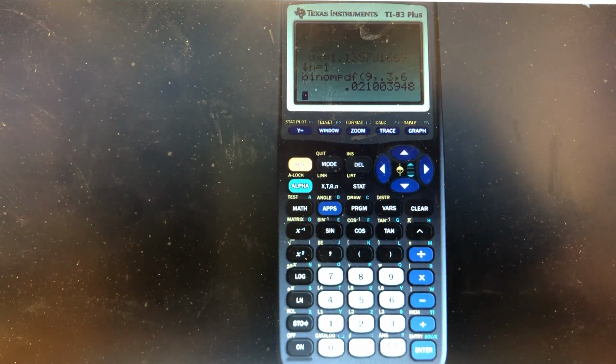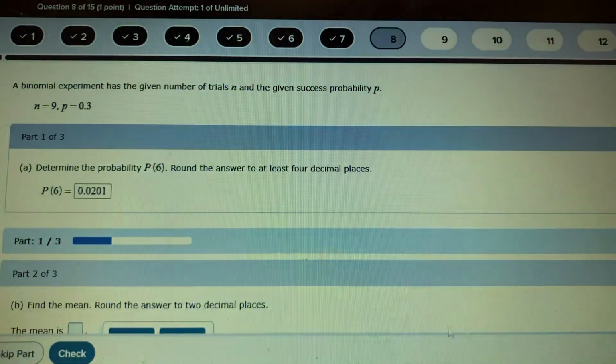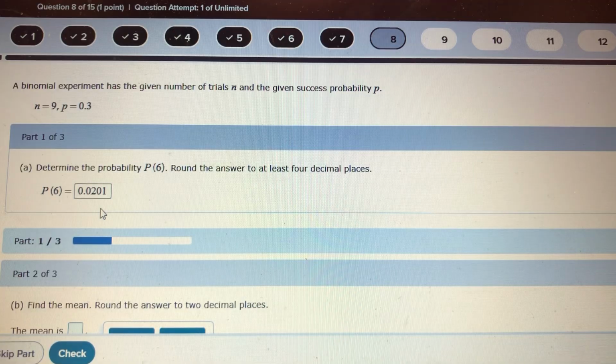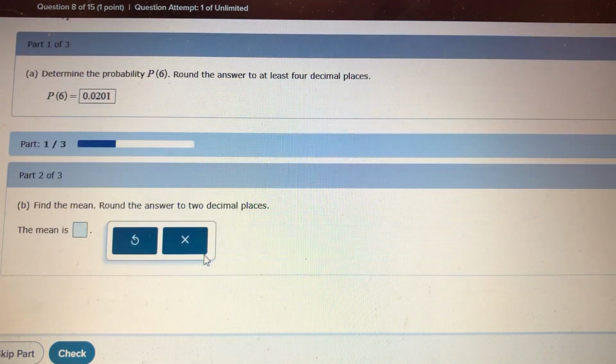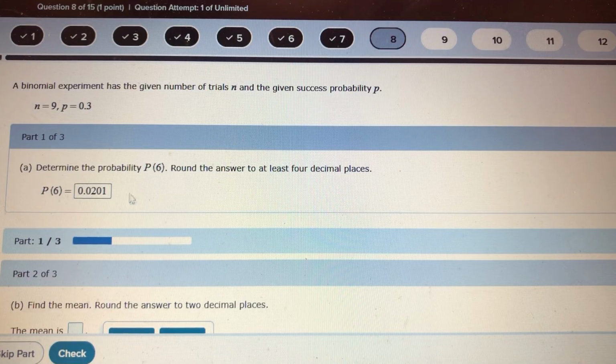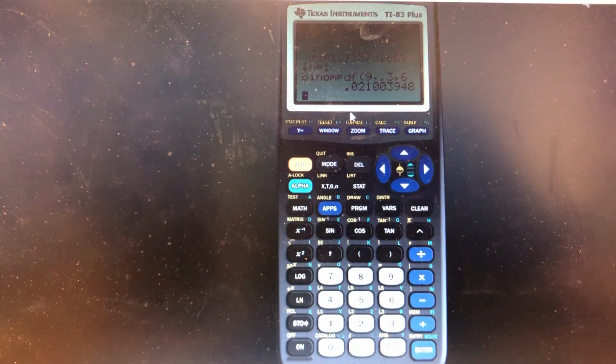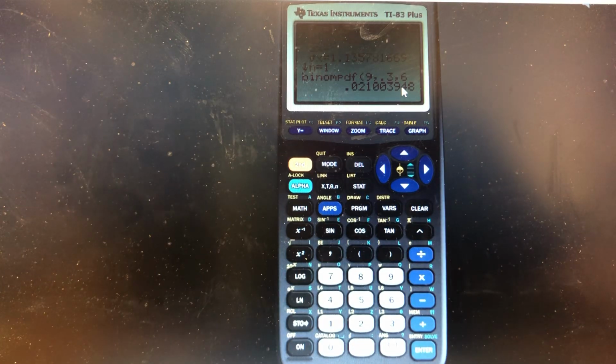See, 0.0210. I think that's what we got right here. Oh no, I had 0.01. Okay, it's off a little bit. Okay, but that's generally what you do on those. So N was 9. Let me make sure I typed it in right. N was 9, P was 0.3, and X was 6, yes.